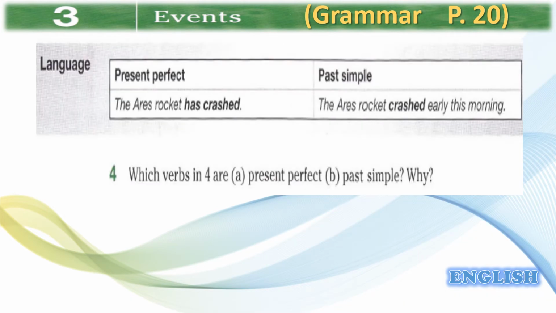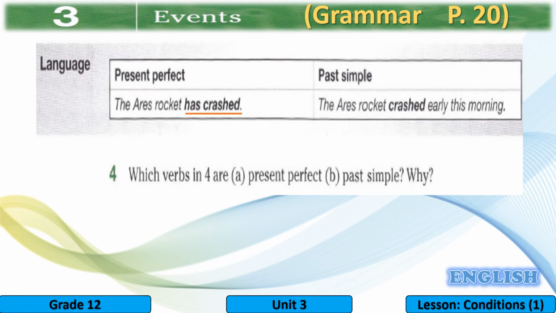Now it's time to move to our third objective in our lesson for today, which is grammar. In this lesson, we are supposed to know the difference between the present perfect and the past simple. So let's read the following examples. The first example, the Ares rocket has crashed. Now in this sentence, do we know the time of the action? No, we don't. It is not mentioned. So we used the form has crashed, which refers to the present perfect.